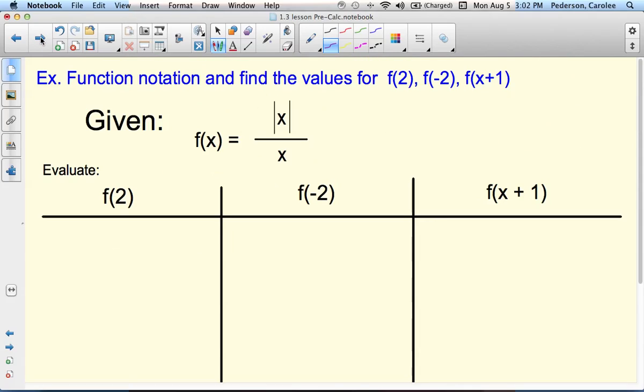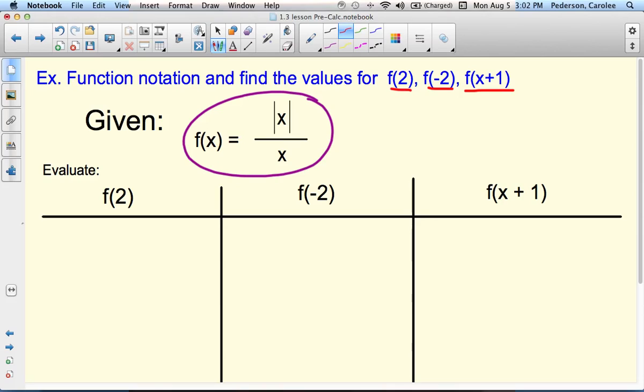Here is a second example. We want to evaluate the function f of x equals the absolute value of x over x. And we're going to evaluate it for f of 2, f of negative 2, so those will be ordered pairs, and then the expression f of x plus 1. So I have 3 columns here. We'll do one each individually.